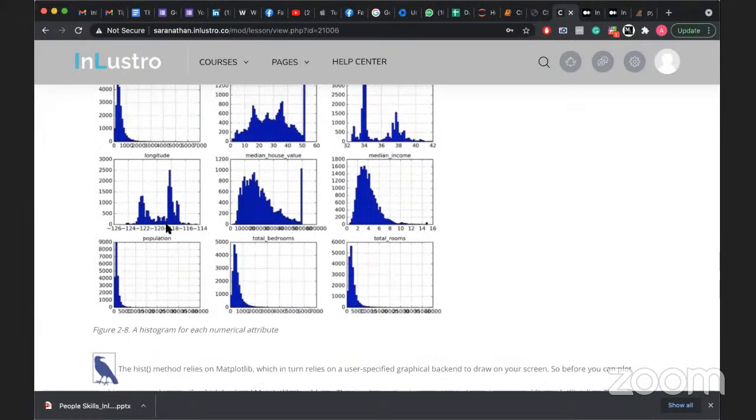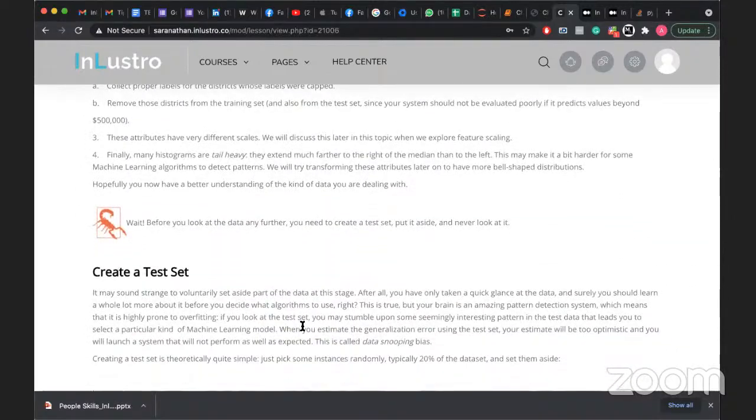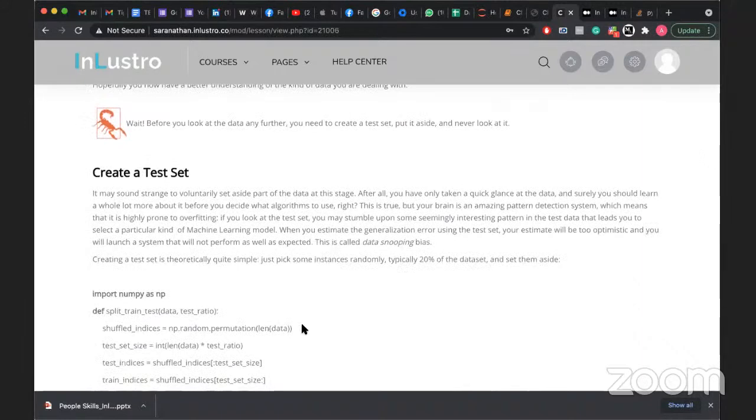So we see that population, total bedrooms, and total rooms have tail heavy distributions. You see that they have a long tail, so it makes it difficult to make predictions. So we're going to convert them into bell-shaped distributions. Before that, we're going to create a test set. So we're going to set aside a part of the data voluntarily at this stage.